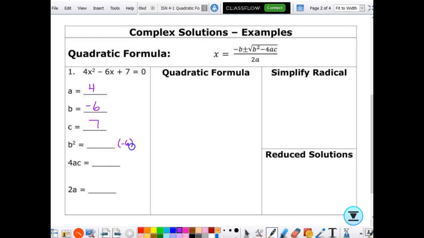So b squared, remember b squared is always positive. A negative times a negative is a positive. Okay, that's why b squared is always positive. So 4 times the a value times the c value. Okay. So 4ac is whatever 16 times 7 is, and that's 112, or 28 times 4, however you wanted to do it. Okay, and then 2 times a is 4, is 8.